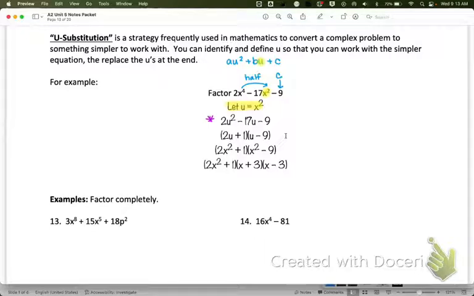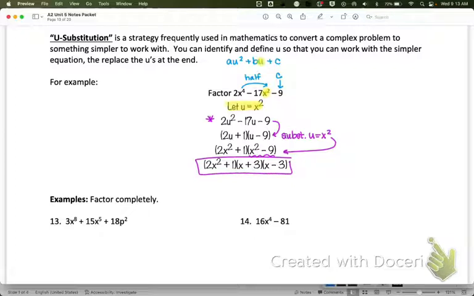You would use factoring by grouping here, but we factor that and we get 2u plus 1 times u minus 9. But our original question was in terms of x, not u's. So now we're going to substitute u equals x squared, and that's how we get to this form. Everywhere that there was a u, we put an x squared back in. And then we check to see if we can factor anything further, and here we can because we have a difference of squares. And so that's how we get to our final answer here.